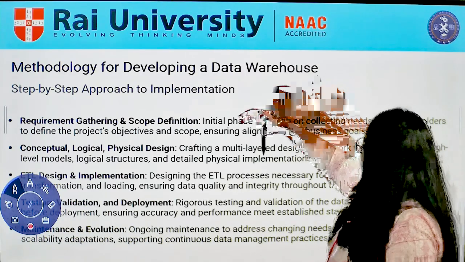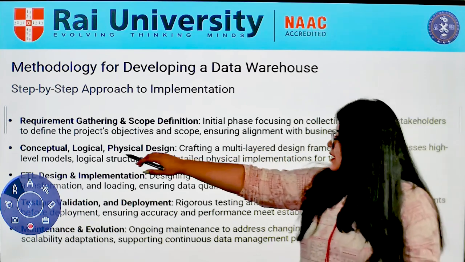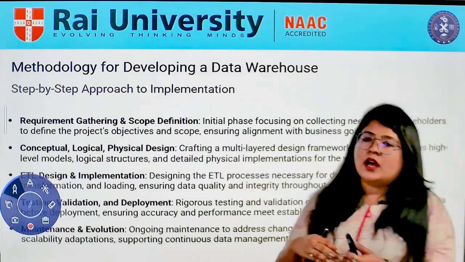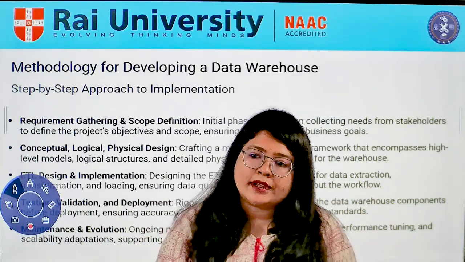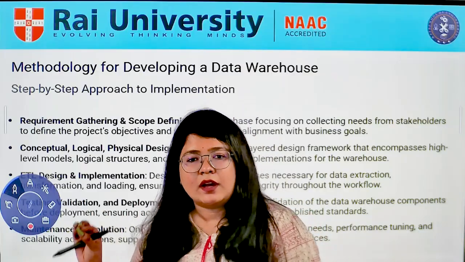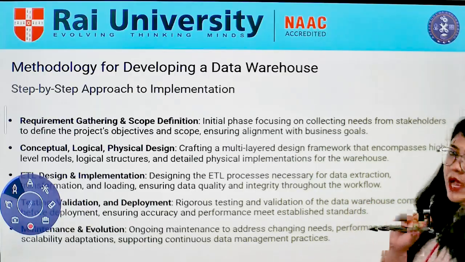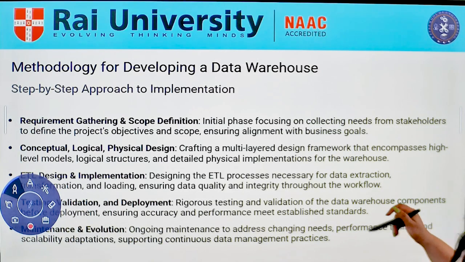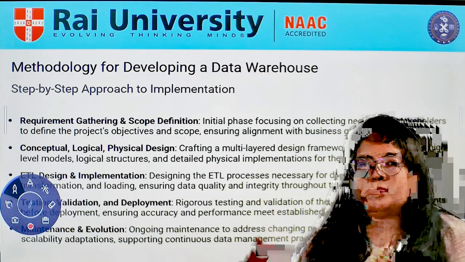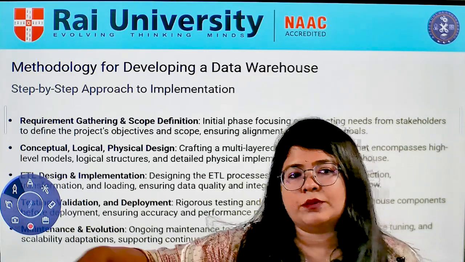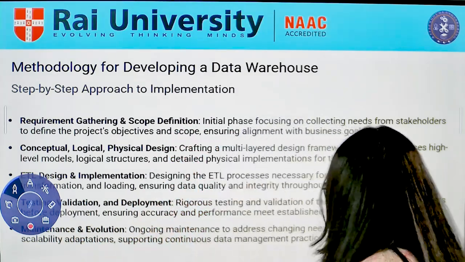Now for methodology: if we start developing a data warehouse, there are many step-by-step approaches. Firstly, requirement gathering and scope definition. The core business team will gather to find the actual objective and scope for creating the data warehouse, so we can get the expected output which aligns with the business goal. Then conceptual, logical, and physical designs. We design a multiple layer architecture for the whole process and flow, where each layer describes each stage of creating a data warehouse.